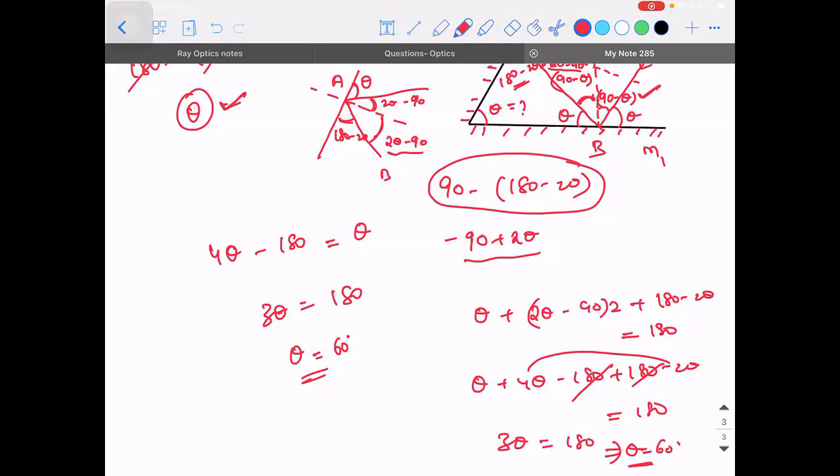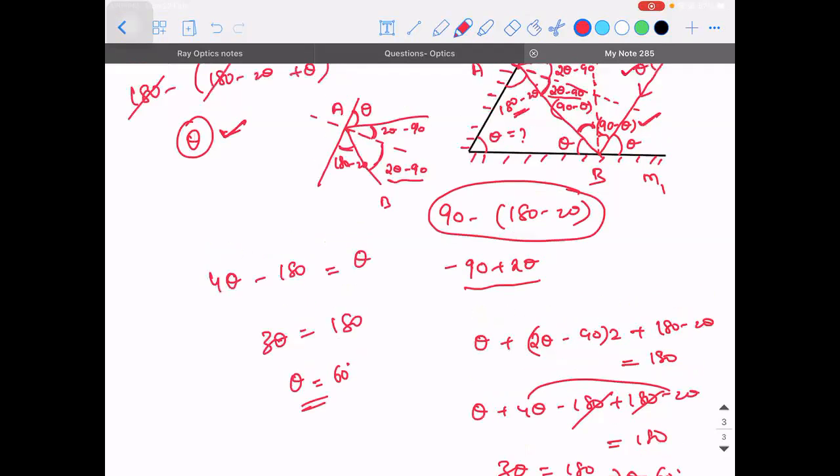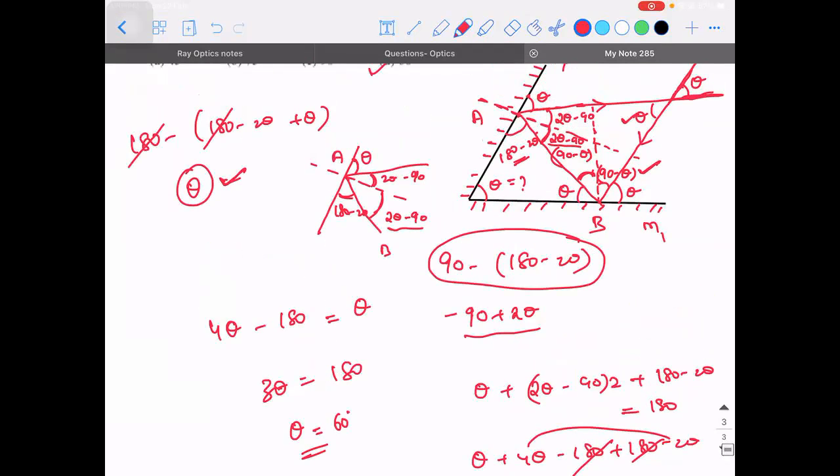Got it, sir. சார் எப்படி எல்லாமே 180 சார்? ஸ்ட்ரெயிட் லைன்ல. ஓ ஓகே ஓகே ஓகே.